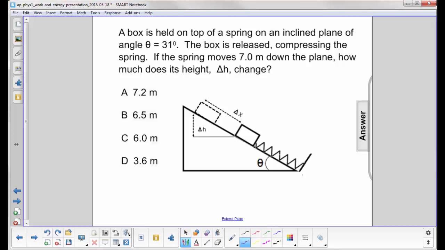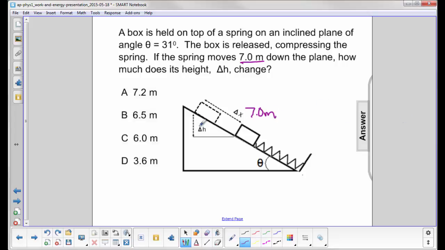A box is held on top of a spring on an inclined plane of angle theta equals 31 degrees. The box is up here in the dashed line. The box is released, compressing the spring. So here's its final position. If the spring moves 7.0 meters down the plane, okay, it's an awfully big spring. Here's delta x, that's 7.0 meters.